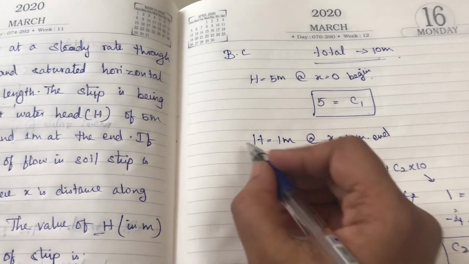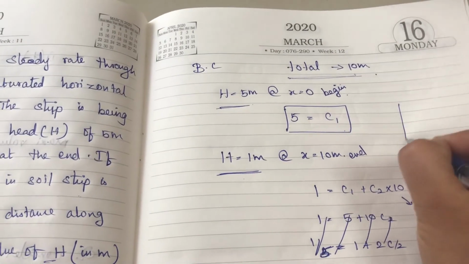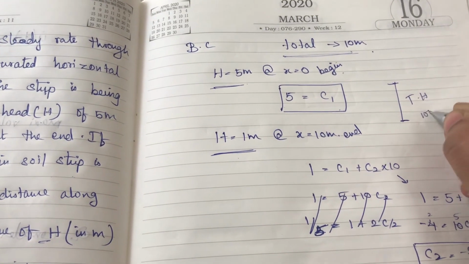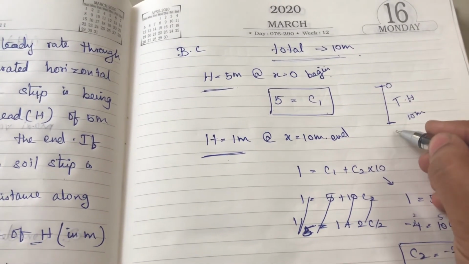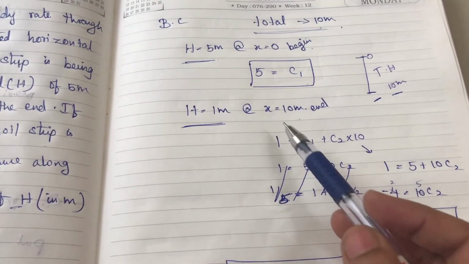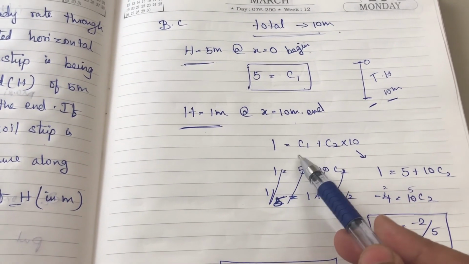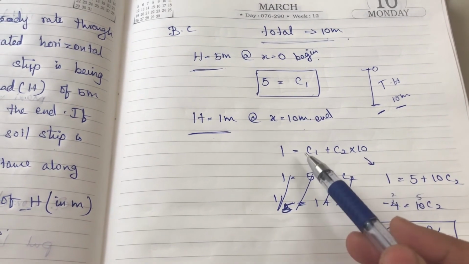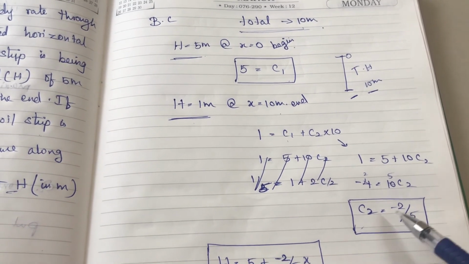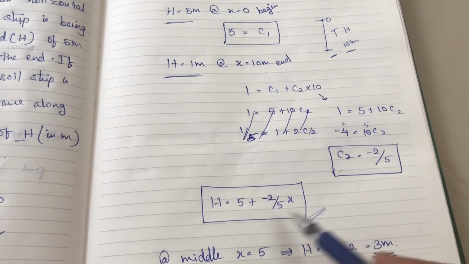After that, this is end, right? This is beginning. So, at the end means totally the total height is what? The total height is 10 meter. So, beginning is 0 means at the end is 10. So, x equal to 10 meter. So, if x equal to 10 means just substitute h is 1 and x is 10. So, 1 equals C1 plus C2 into 10. So, just substitute the C1 value. So, after that you will get the C2 value as minus 2 by 5. Right. So, just substitute these two values here and you will get the h value.